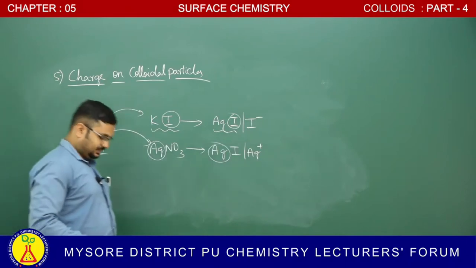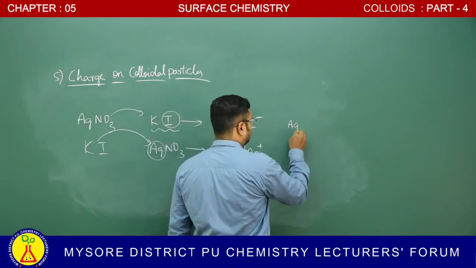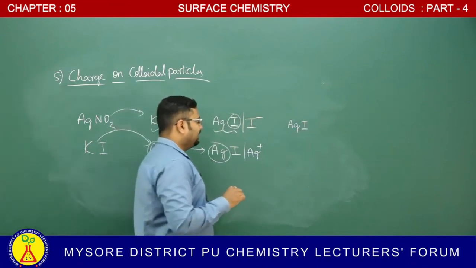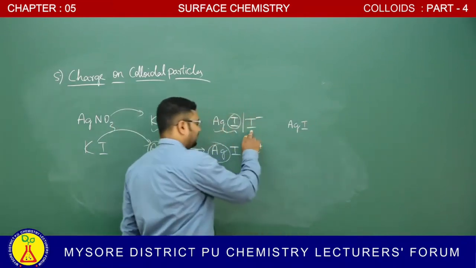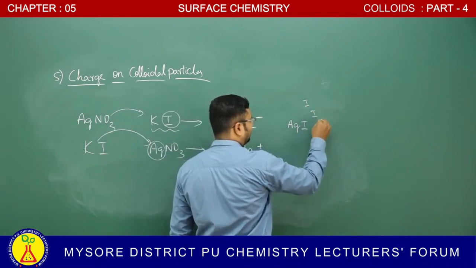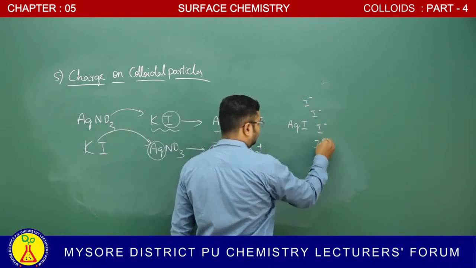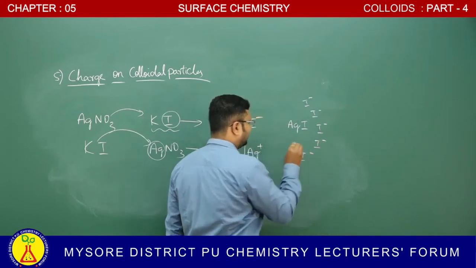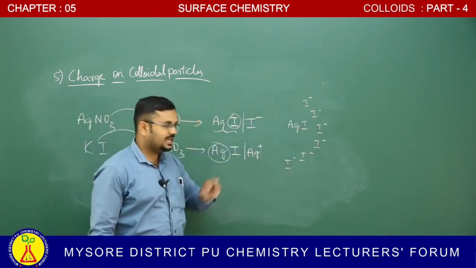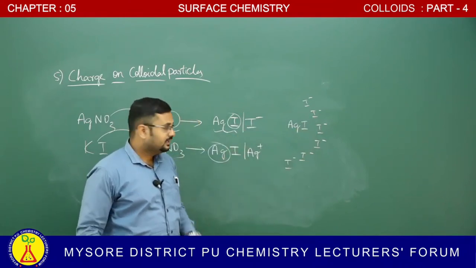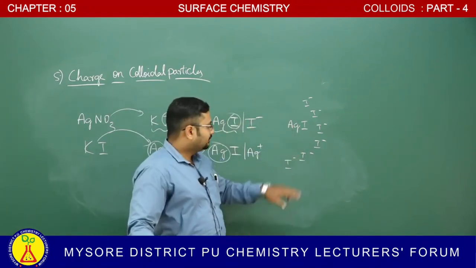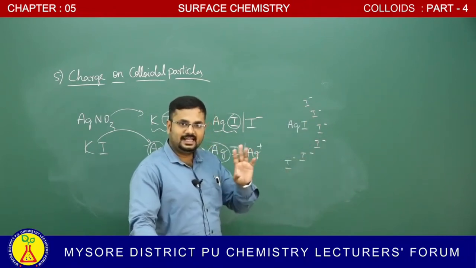Got it? Now, sir, we have AgI, you got AgI in both cases. So what about the charge adsorbed on this sol? The charge adsorbed on this solid will be I minus, I minus, I minus, and finally I minus. Correct? So on this solid AgI, in the first case, this is the charge adsorbed. Now this we call the fixed layer. Why? This is directly adsorbed on the particles of the solid. These ions are on the solid particles, so we call it the fixed layer.